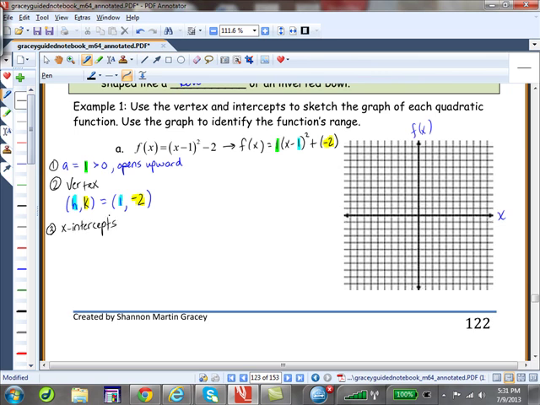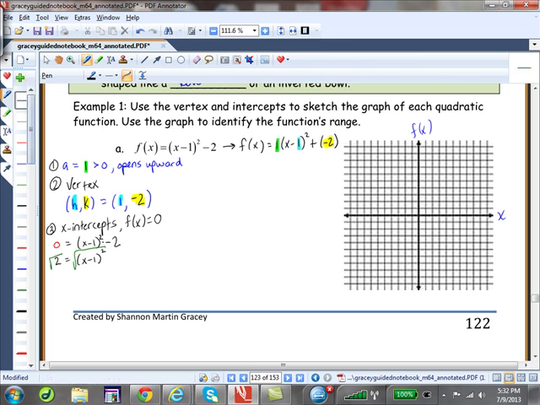Sorry, I didn't leave very much room for work on this one. So this one, you set f of x equal to 0 and solve. So I'm going to have 0 equals x minus 1, the quantity squared, minus 2. If I add 2 to both sides, I get this. So I've got a perfect square on that side. So I square root both sides.